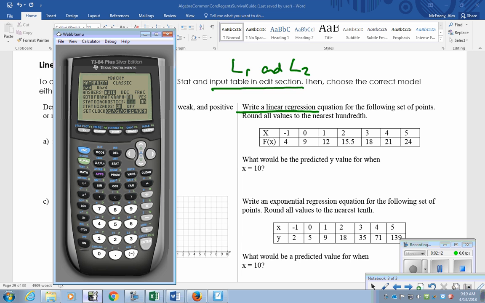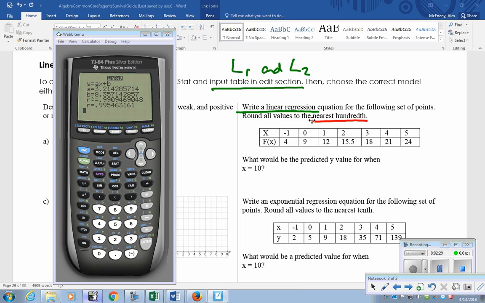So, first thing we're going to do, like I said, we put our numbers in. We're going to go back to calc. It says linear regression, so that's choice 4. It's got our lists in there already, so we go to calculate. Now, in most cases, they're going to tell you to round to something. So in this case, it says nearest hundredth. It's a good idea to write down what you get for the A and B values in case you round it wrong, because you can still get partial credit.